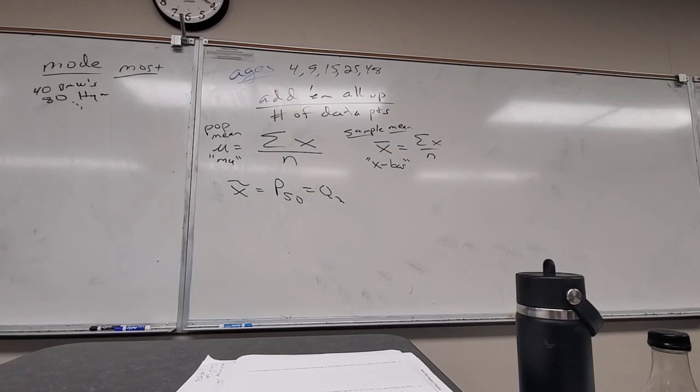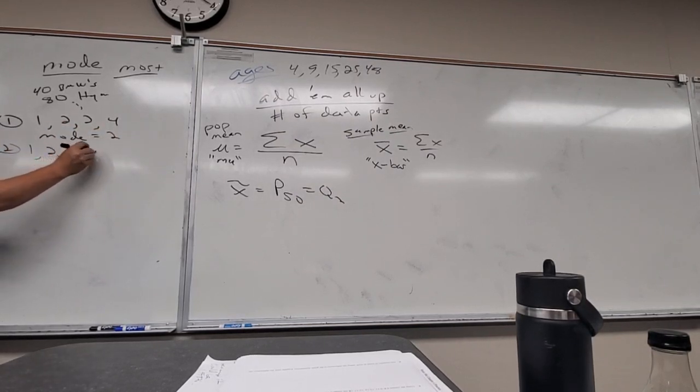We're obviously going to use it more for, it still works for quantitative data too, so obviously, if this is my data, what's the mode? So the mode is 2. What's the mode for this set of data? Yeah, it's bimodal. 2 and 4.